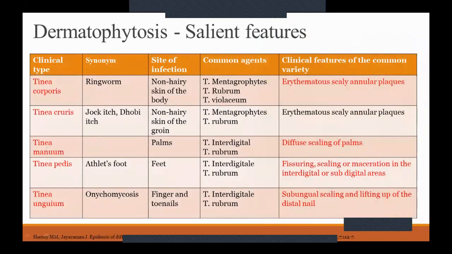So these are the common features: Tinea corporis, ringworm on the body, circular rashes; Tinea cruris over the groin areas; Tinea manuum, diffuse scaling of the palms, which can be confused with psoriasis or contact dermatitis; Tinea pedis, either fissuring or maceration of the interdigital or web spaces; Tinea unguium, or the fungal infection of the nail, generally presents with discoloration, whitish discoloration of the distal or proximal nail part, and with the subungual scaling below the nail plate, there will be scaling and there will be lifting of the distal part of the nail due to the collection of the keratin or the collection of the scales under the nail plate.